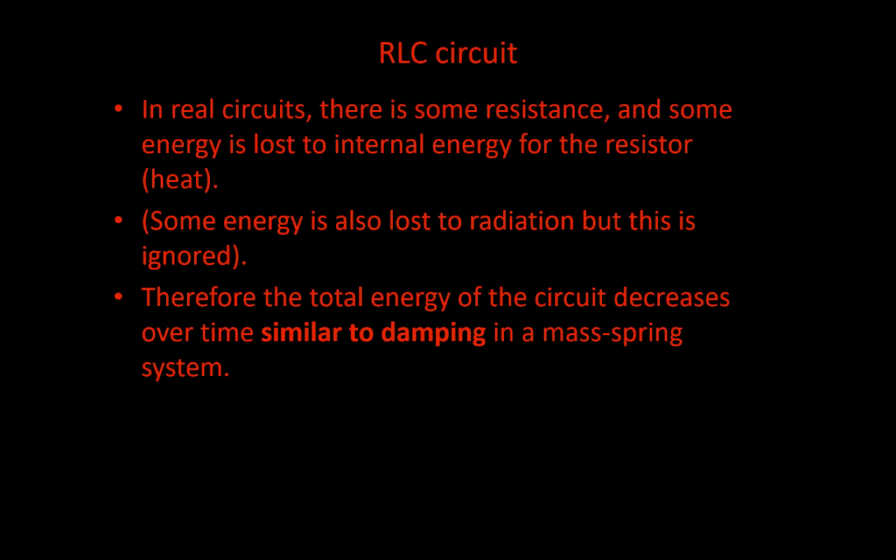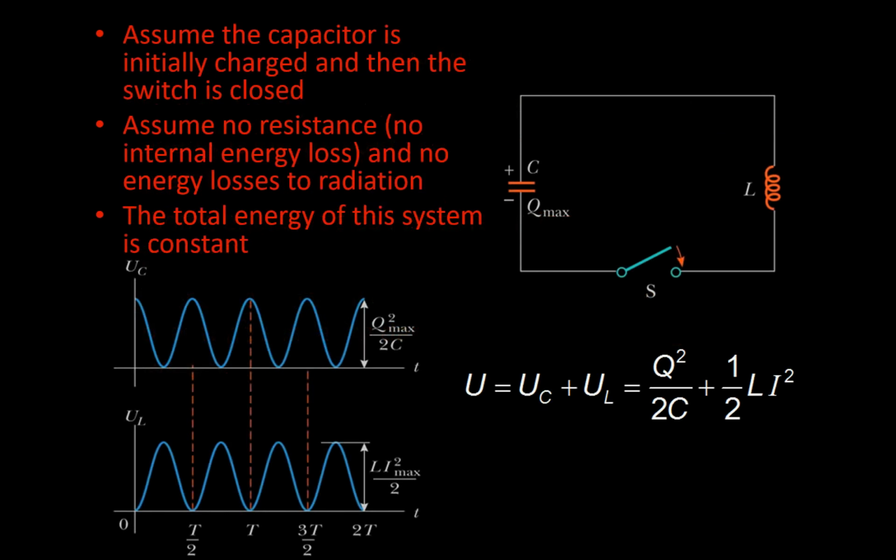out in an inductor. So the total energy of the circuit over time is similar to damping that we've seen in the mass spring system. As the current moves through the inductor, we'll get a little bit of current back, we'll get a magnetic field induced, but we will also have heating and energy losses.